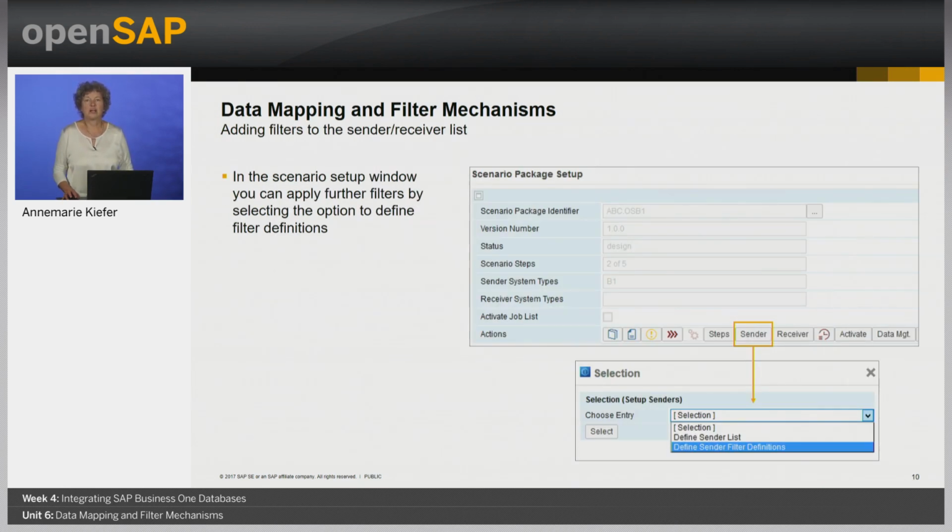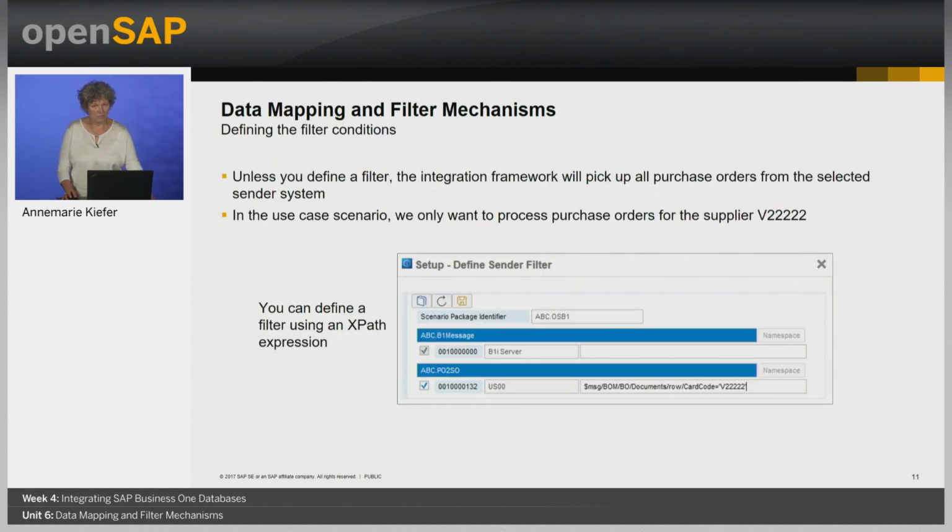Also, at scenario setup time, you can define the filter conditions. Choose the sender or receiver button, and instead of defining the sender or receiver list, select the option to define filter conditions. In this scenario, the integration framework picks up purchase orders from the defined sender system or systems. In this case, the sender system is OEC1. But as I said before, it will pick up all purchase orders coming from OEC1. Therefore, we can define a filter using an XPath expression to screen out only purchase orders for the supplier V22222. So now let's come to the demo.